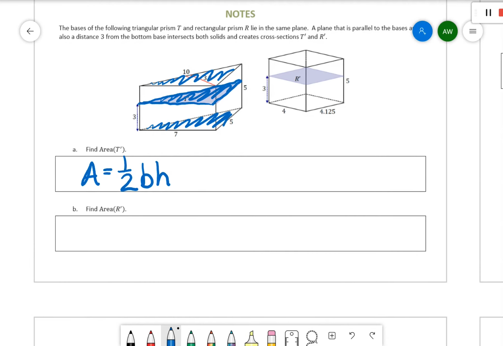I'm not actually going to go over this area problem. I'm going to trust that you are able to do that one on your own. Let's move down to part B, which asks us to find the area of R prime, which is this shape right here. And keep in mind that that's the same as this base, which is the same as this base, right? Because these are parallel, they are all identical. So this is a rectangle. Finding the area of a rectangle, we're just going to do base times height. Again, you can go ahead, pause this video and work on that.